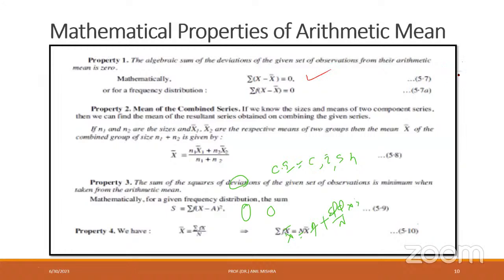If you take, for example, x as 10, 20, 30, 40, and 50, tell me what is the mean of it? What is the mean?